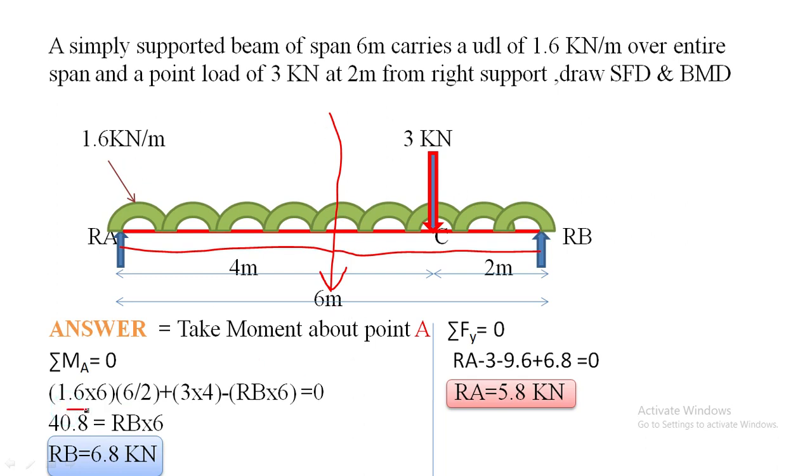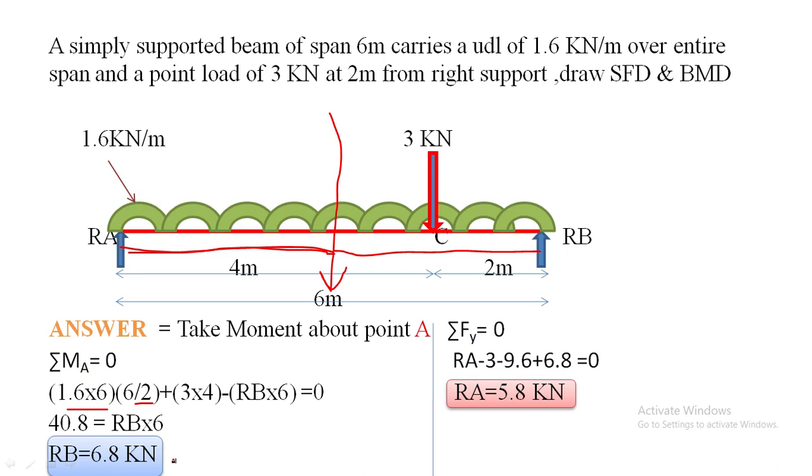This is 1.6 into 6, and while taking moment about point A, the distance is from this point to this point, so 6 by 2, that is 3. This is going in clockwise direction, so plus 3 into the C to A distance of 4 meter, and minus RB into 6 is equal to 0. After calculating, we got RB equal to 6.8 kilonewton.